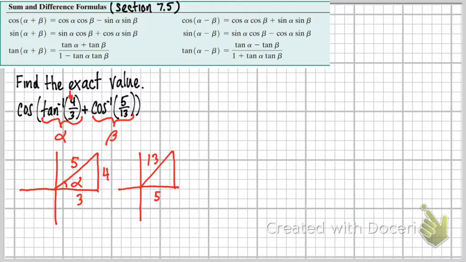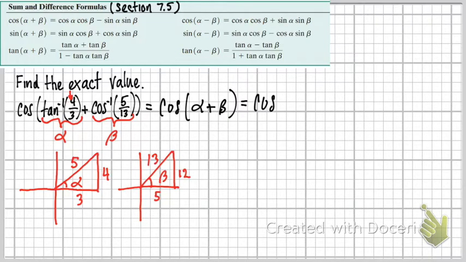And using the Pythagorean theorem, we know this opposite side is going to be 12, and we're going to call that our beta angle. So that's where this alpha and beta comes from. So essentially what we have now is this is actually equal to the cosine of alpha plus beta. And we're just going to use that formula now.